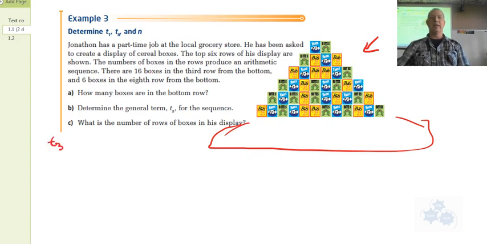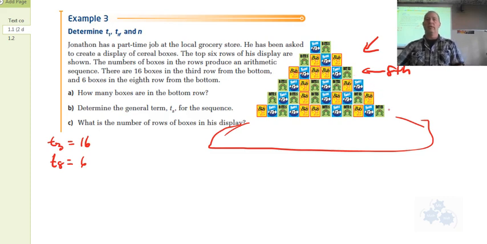So T of 3 equals 16. That's good to know. And 6 boxes in the 8th row. So T of 8 is 6. Is that right? 6. Okay. Can we find the one that has 6 here? Look at that. I think this one is the 6th row, right? So 2, 4, 6. So this is the 8th row, looks like. So 7, 6, 5. There's going to be 4, 3, 2, and 1 beneath that. Are we okay with understanding where we're at the beginning?